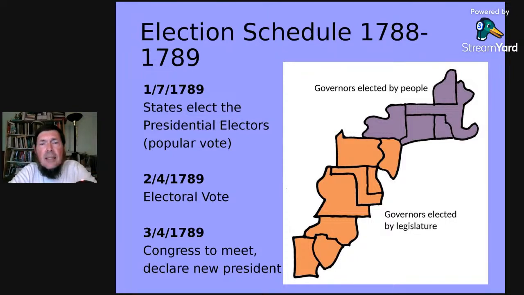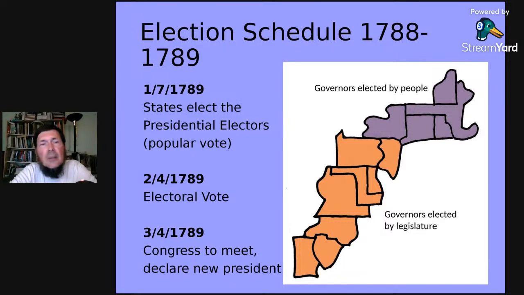This is the schedule that they came up with. One of the weird things about the Confederation Congress is when they passed something, they called that an ordinance, like the Northwest Ordinance. So this was the Federal Election Ordinance. They set up this schedule.